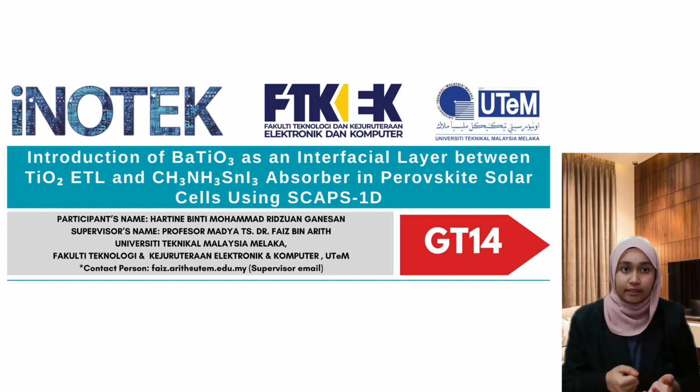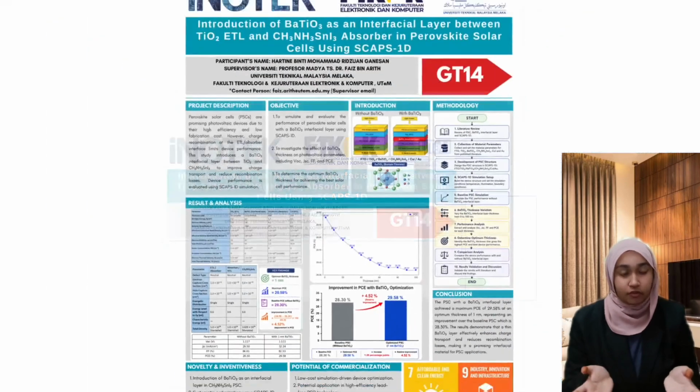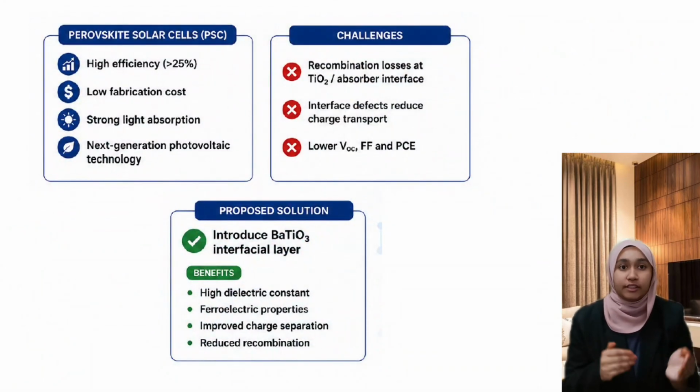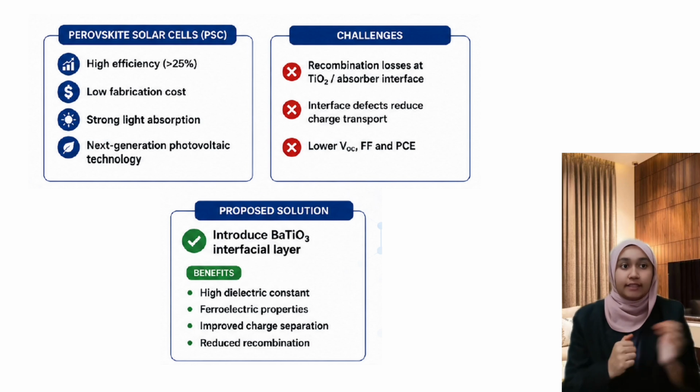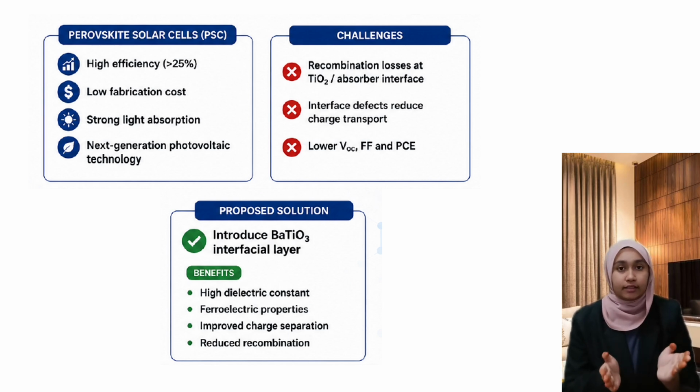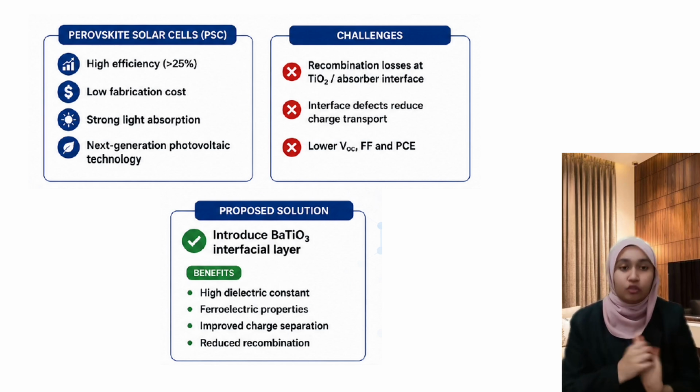So, perovskite solar cells are among the most promising photovoltaic technologies due to their high efficiency and low manufacturing costs. However, charge recombination occurring at the interface between the electron transport layer and the absorber layer can significantly reduce device performance. Therefore, this project proposes the introduction of barium titanate, or BaTiO3, as an interfacial layer to improve the charge transport and reduce the recombination losses. This entire study is carried out by using SCAPS 1D simulation software.